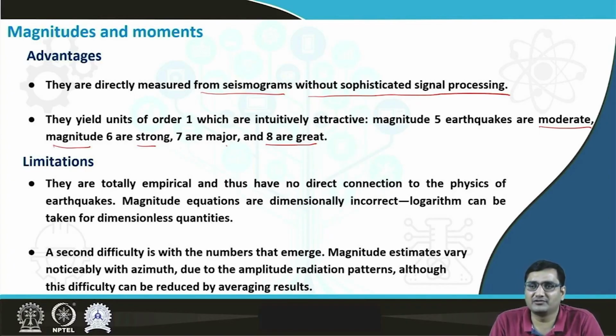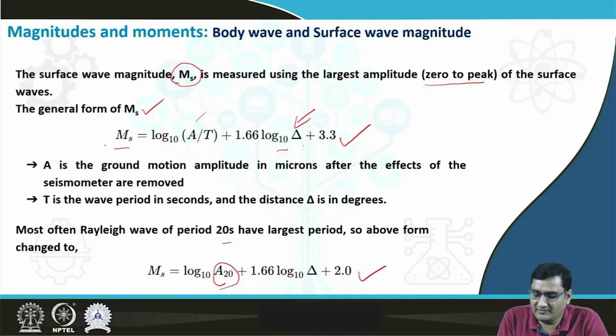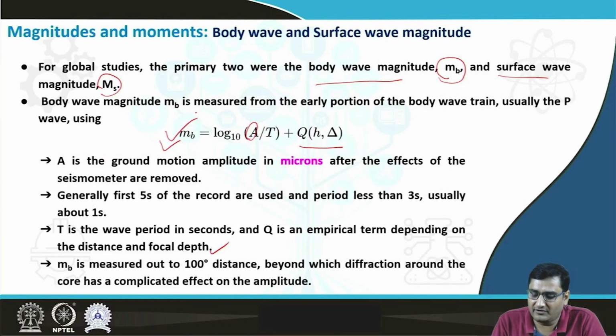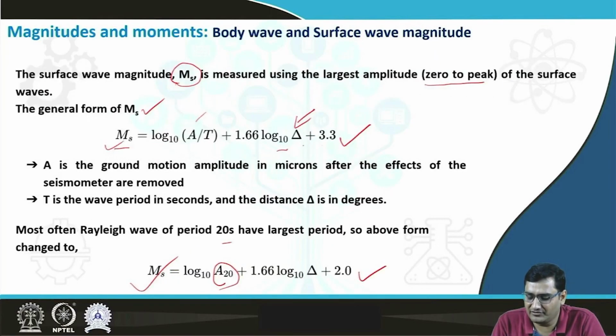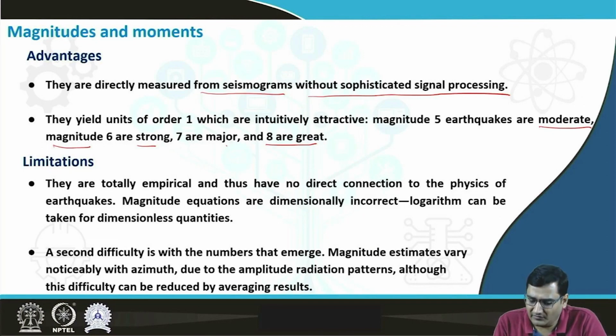And if you look at these magnitude equations, or the one we just saw for the body wave magnitude scale, these equations are dimensionally incorrect because we are taking the logarithm of A by T, which is not a dimensionless quantity, and a logarithm can be taken only of a dimensionless quantity. So magnitude equations are dimensionally incorrect.